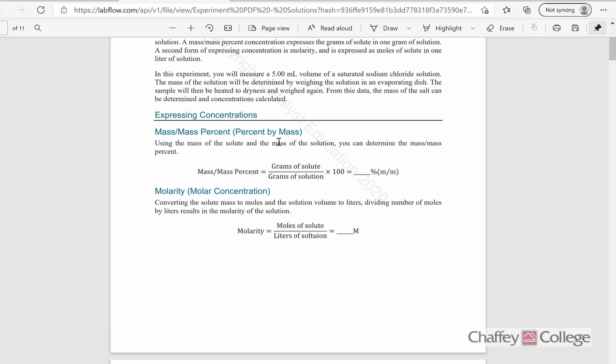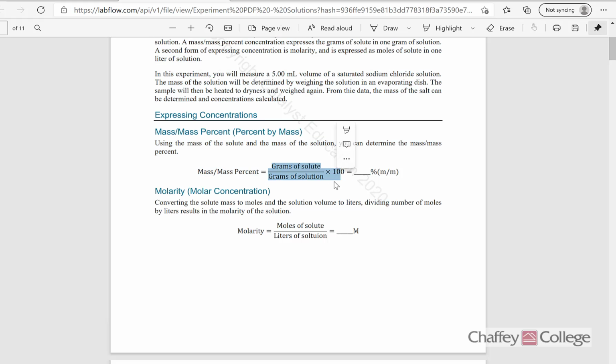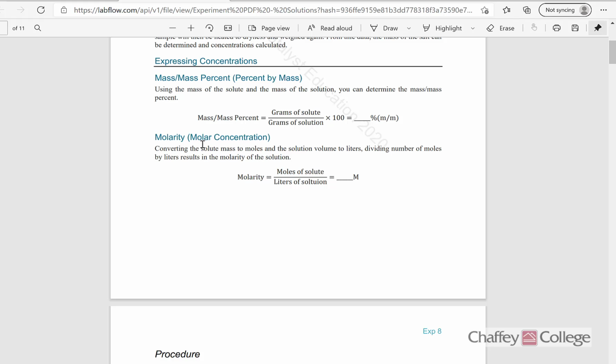The formulas needed to calculate the concentration are given here. The first formula is mass percent, or mass over mass percent. It is given by grams of solute divided by the grams of solution times 100. And the molar concentration, which is also known as molarity, is given by moles of solute divided by liters of solution. So these are the two formulas which we will use to calculate the concentration of our sodium chloride solution.